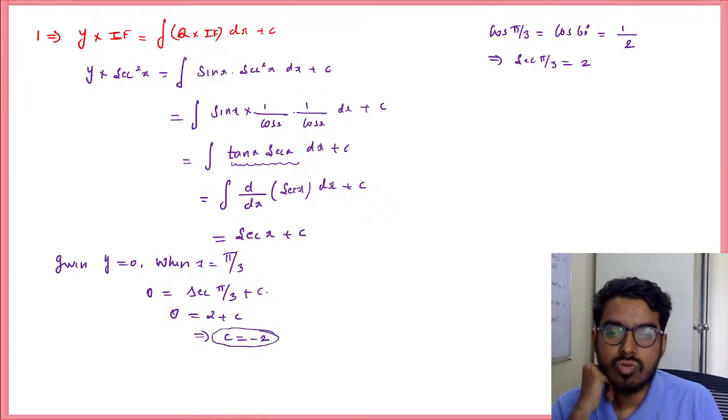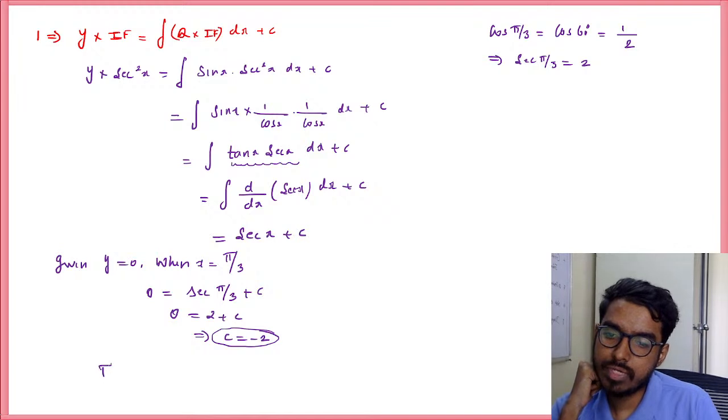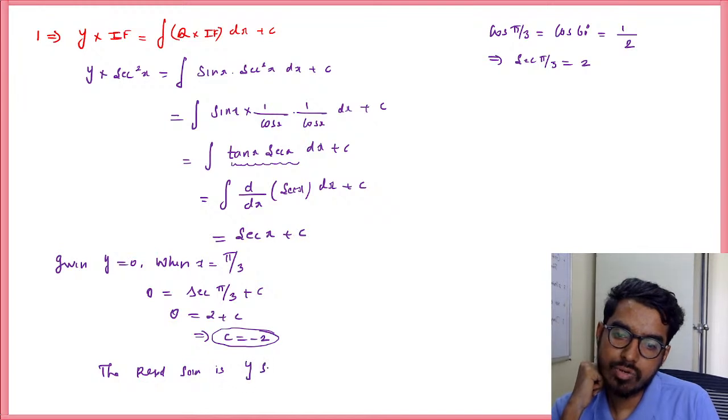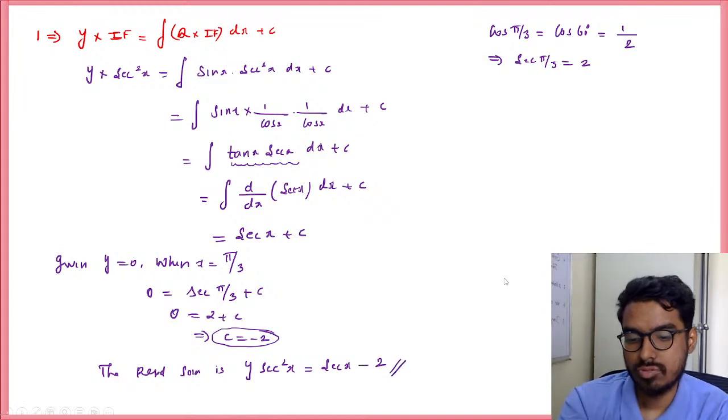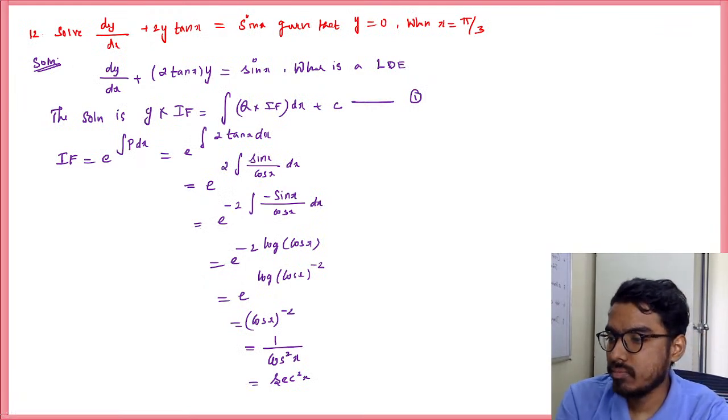So therefore, the required solution is y into secant square x is equal to secant x minus 2. Right? Move on to the next problem, the 13th problem.